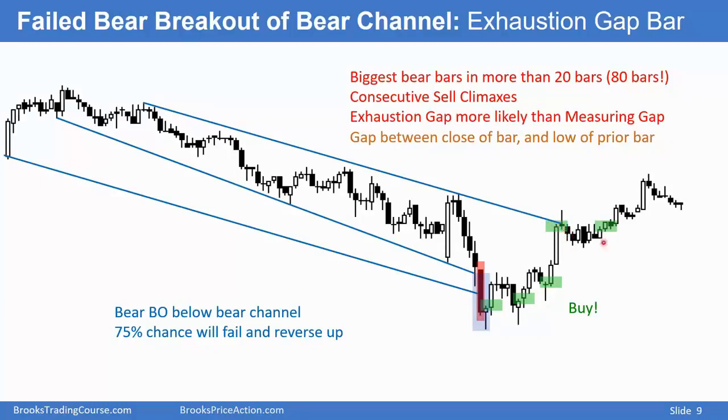We got a small triangle, 3 pushes down: bear bar, bull bar, bear bar, bull bar, bear bar. So 3 sets of bear bars, a triangle, and you have a bull bar. Traders will buy on a stop above the high of that bull bar and get filled here.